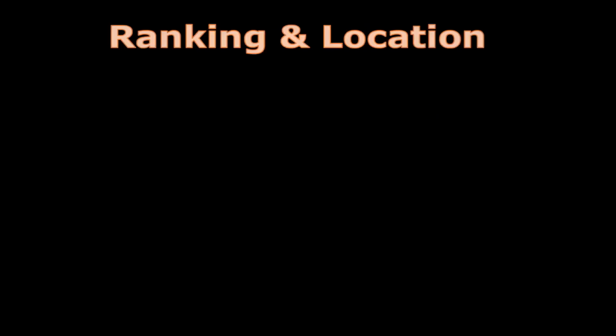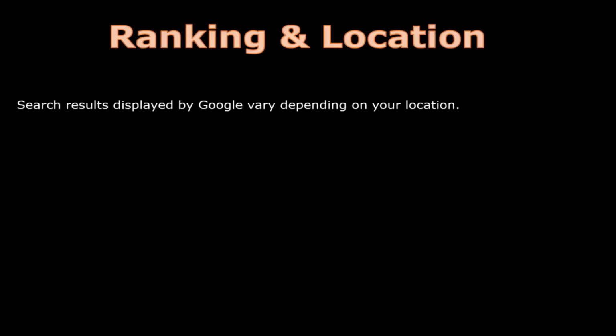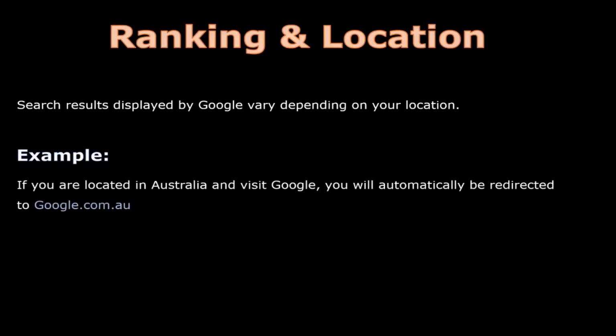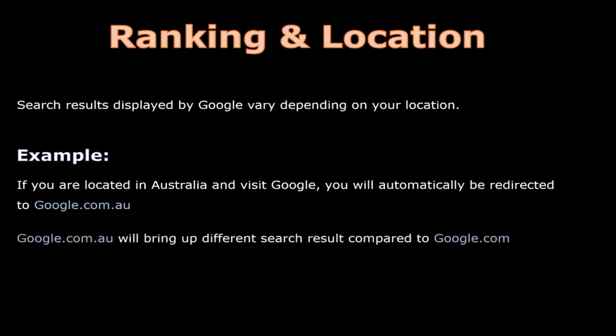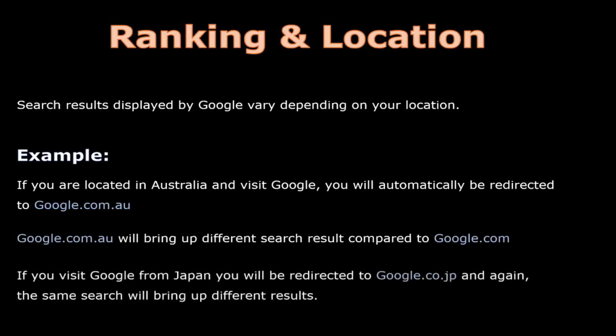Ranking and location. Search results displayed by Google vary depending on your location. For example, if you are located in Australia and visit Google, you will automatically be redirected to google.com.au. Google.com.au will bring up different search results compared to google.com. If you visit Google from Japan, you will be redirected to google.co.jp. And again, the same search will bring up different results.